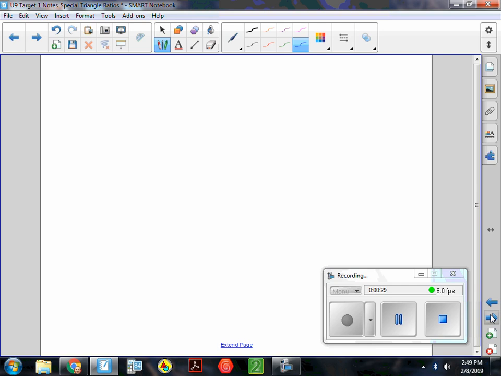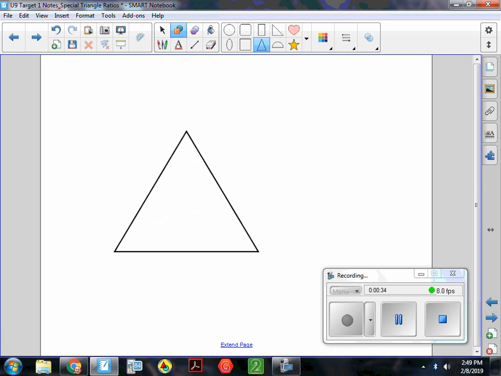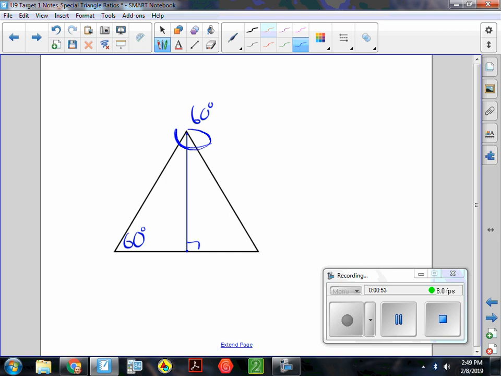I'm going to start by trying to draw an equilateral triangle, because the first triangle that we looked at, 45-45-90, came from an isosceles right triangle. The second triangle comes from the fact that if we take an equilateral triangle and cut it in half with a perpendicular bisector, we know that all the angles in the equilateral triangle are 60 degrees. If I cut it in half, that makes the smaller angle a 30-degree angle. And so we're looking at a 30-60-90 triangle.